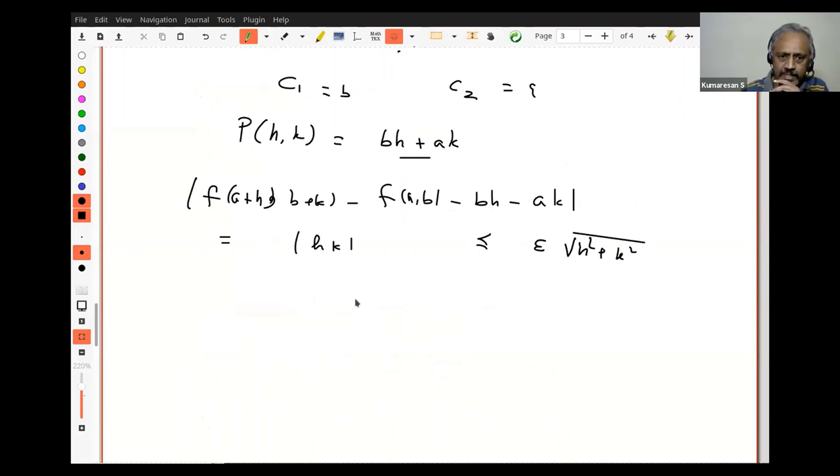But remember, yesterday I already observed |h| is less than or equal to this object. Similarly, |k| is also less than or equal to this number. So |h||k| is less than or equal to the square root of h squared plus k squared times the square root of h squared plus k squared. Therefore, it is h squared plus k squared.